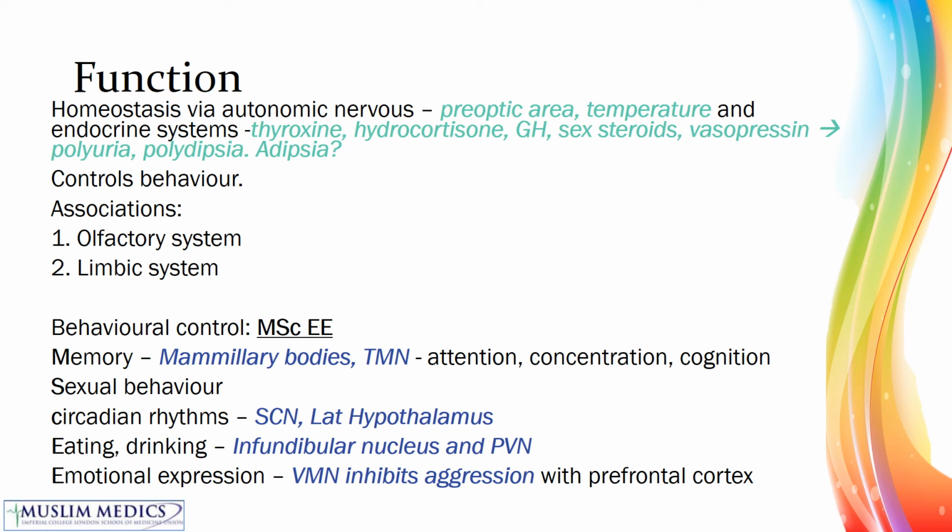So here we have the mammillary bodies and the tuberomammillary nuclei. They're important for memory. We have the suprachiasmatic and the lateral hypothalamus. These are important for the circadian rhythm. The infundibular nucleus and the paraventricular nucleus are important for eating and drinking. And we also have the ventromedial nucleus, which is involved in emotional expression.